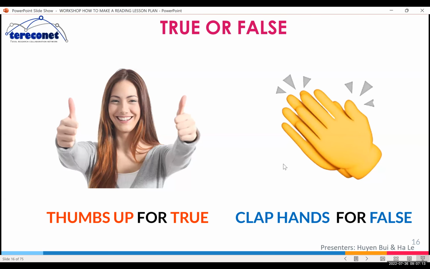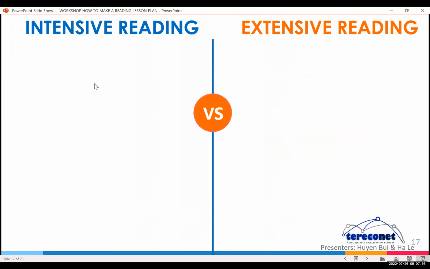So let me summarize for you, just a review. In intensive reading, we usually have shorter reading passages, and in extensive reading, we will have longer reading passages. I quite agree with Bích that it is not all the time, but I say usually, because extensive reading is usually for some kind of story, for example, narrative passages, so it is longer so that we can understand the plot.